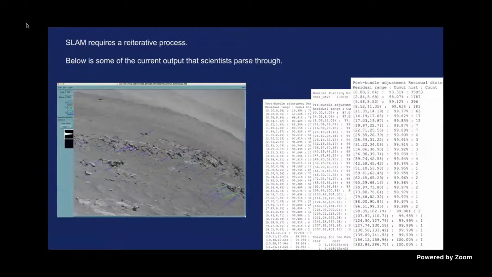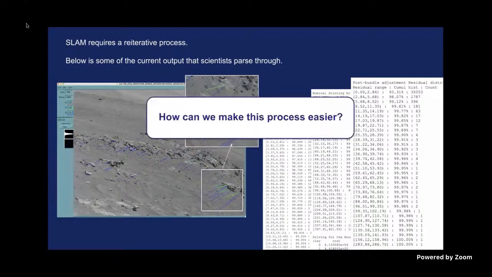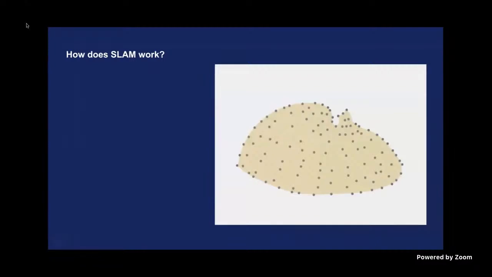SLAM is a very iterative process. Here are a few of the outputs that scientists would have to parse through prior to using Vector. On the left, we have this baked-in image of these vectors overlaid on top of it, alongside these lines of text showing the SLAM tracking process. So Vector was really born out of answering this question of how can we make this process easier? And to answer that, we first need to understand how SLAM works.